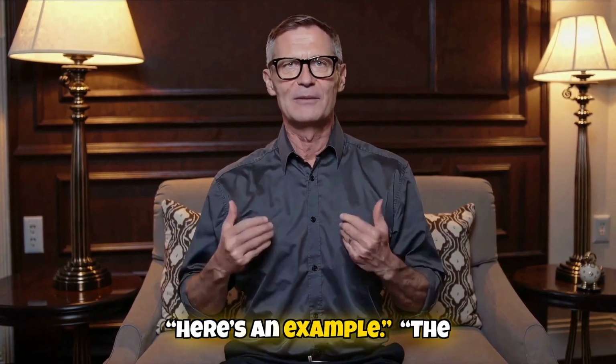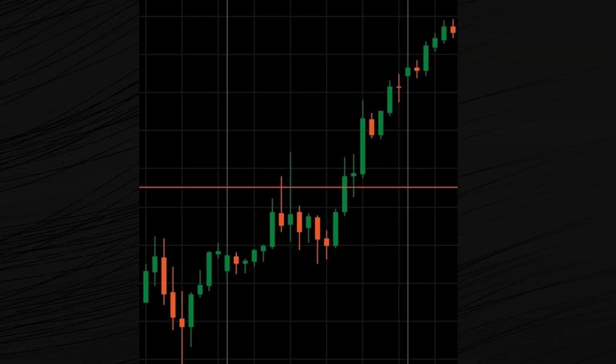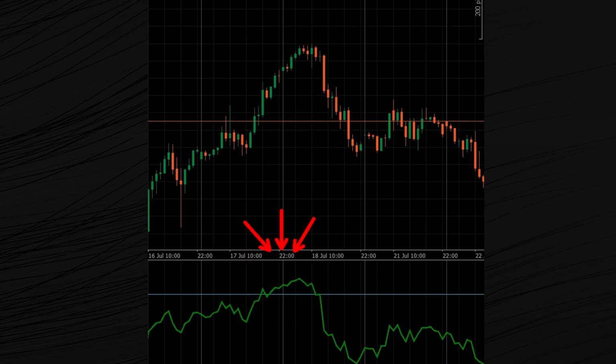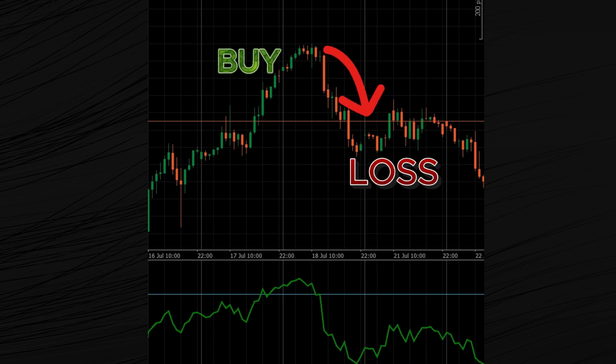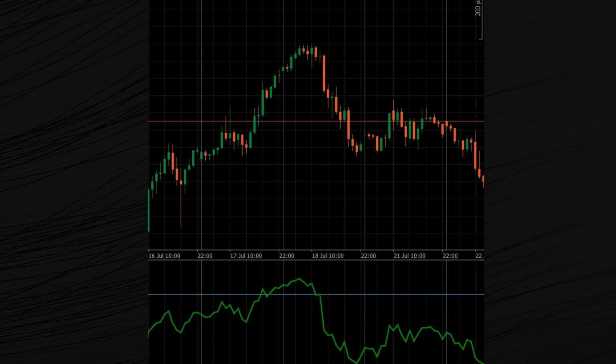Here's an example. The price has been climbing for some time. You're tempted to jump in. Then you check RSI. It's at 80. That's a red flag. The market is overbought. And sure enough, a few minutes later, the price dips hard. If you had opened when the RSI was 80, you would be in a deep minus or even liquidated. But now you protect yourself from such mistakes.